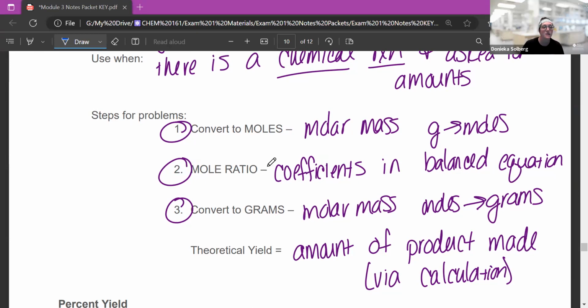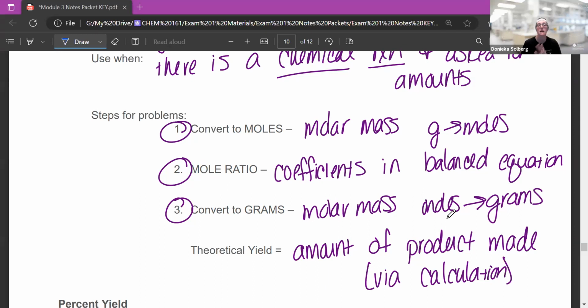Second thing you need to do is do your mole ratio, which you find from the coefficients in the balanced equation. So you did have to have a balanced equation. If you don't write a balanced equation, you can't do stoichiometry. Okay, so convert to moles, do the mole ratio. And then if I ask for grams, you need to convert back to grams. And to get from moles to grams, you multiply by grams.